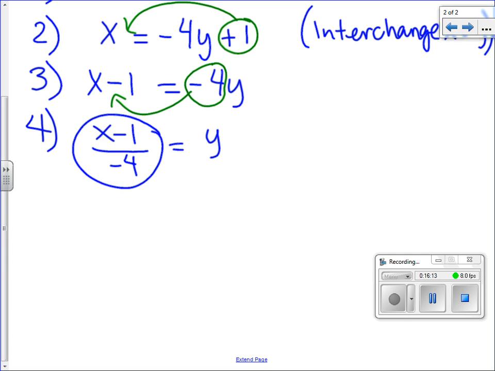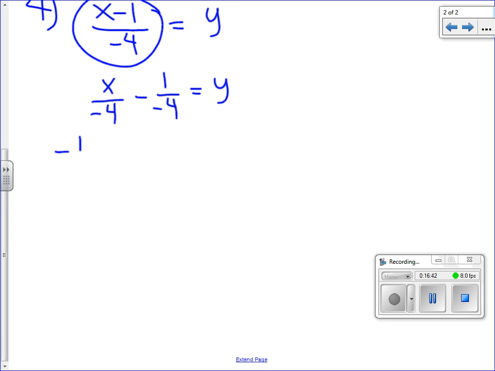Now, this could be a valid answer. That is correct. However, if I was to ask you, what is the slope of that function, could you tell me quickly? Maybe not. So if we simplify it, x divided by negative 4 and negative 1 divided by negative 4. Maybe that could help us out. Well, x divided by negative 4 is the same thing as negative 1/4 times x. So those two expressions are equivalent.